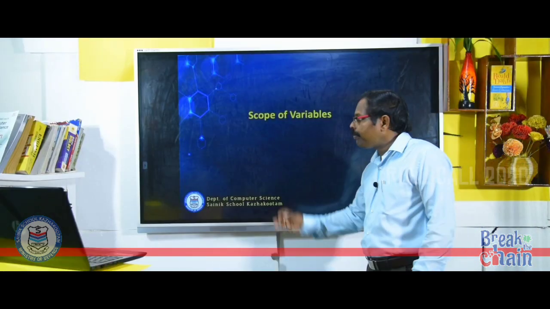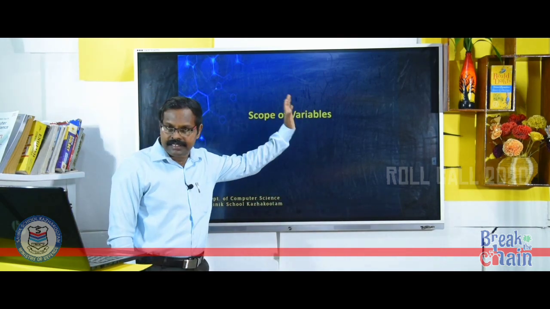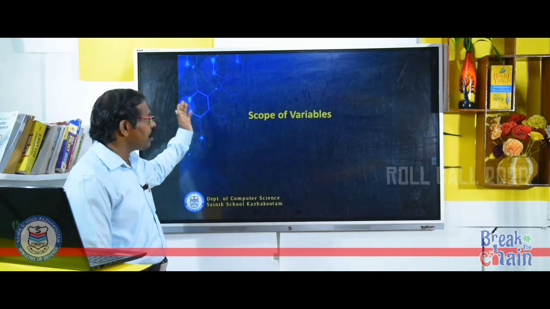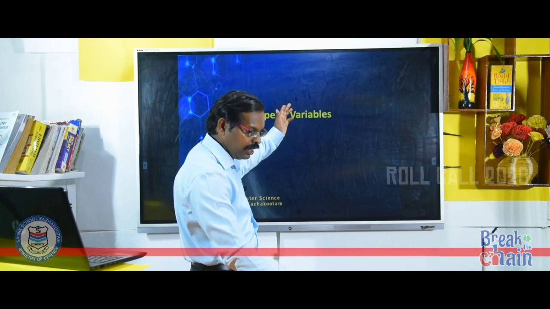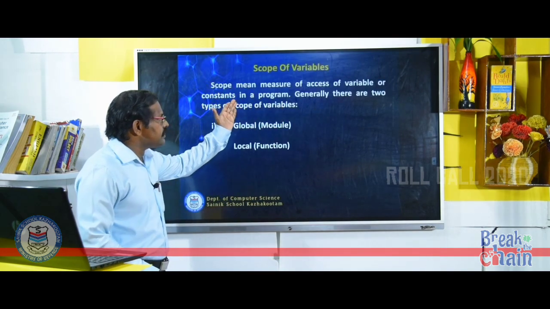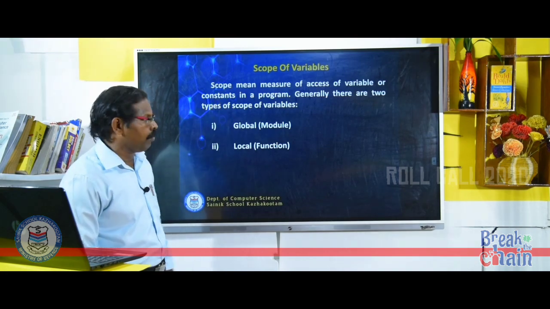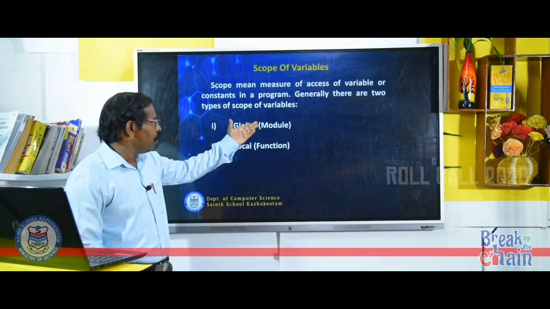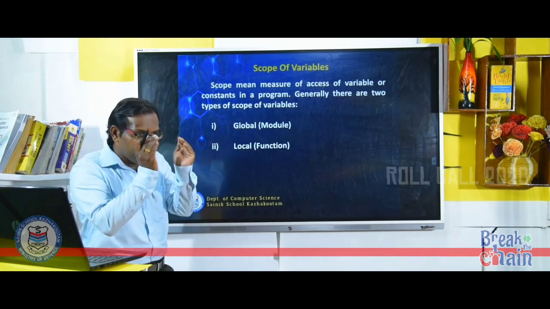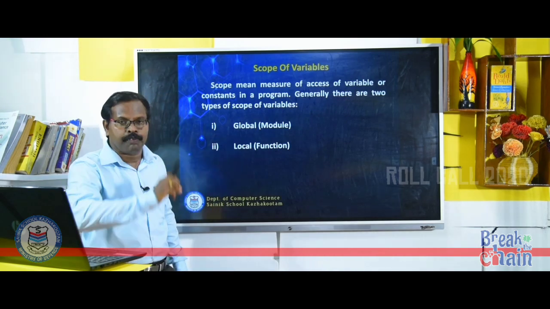What do you mean by scope of a variable? Simple. Scope means usage. The measure of access of variables or constants in a program is generally called scope. Generally, there are two types of scope: global scope and local scope. That means when you declare a variable, where you are using that variable is called the scope of a variable.